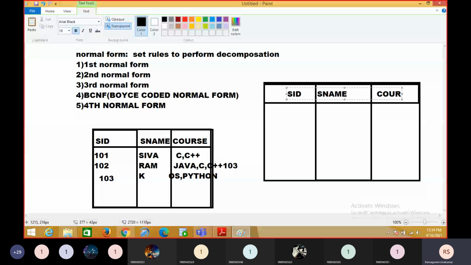See, in the course column we have multiple values. What is the drawback? If I try to delete the course C, then C++ in this column will also be deleted, right? So we will get a data inconsistency problem. To avoid this, we need to follow the first normal form rule, so that the column contains only a single value. We need to represent it in this format.